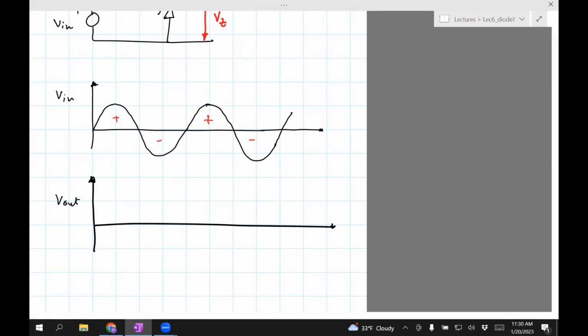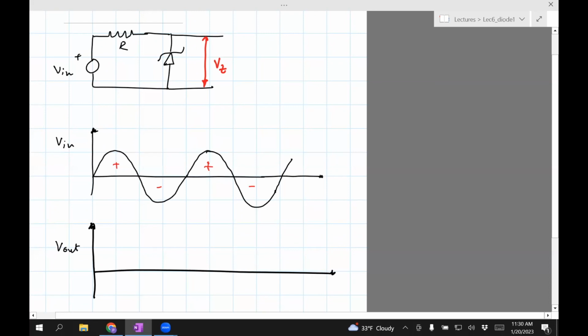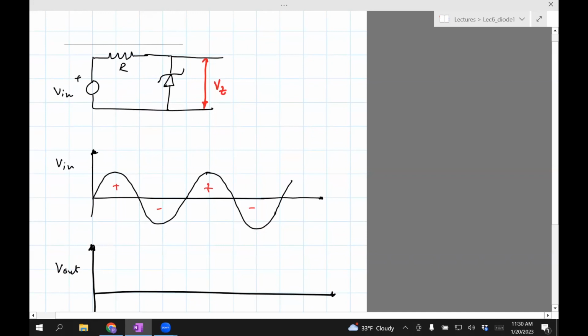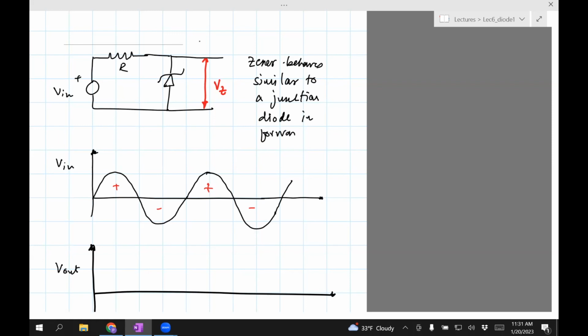Okay, so now let's see how to analyze this. For all practical purposes, the Zener diode behaves exactly like a junction diode in forward bias. So you can just think of it as a normal diode in forward bias. In the reverse bias, it clips the voltage to 5 volts.